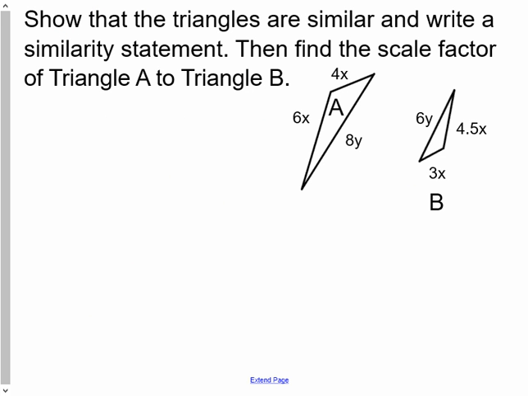Next, show the triangles similar, write a similarity statement, and a scale factor. This one we see variables. So it kind of looks like we're going this way to this way. But generally, if it's close enough and you can't tell, go with the shortest. 4 is the smallest number here. I'm going to do 4x to 3x, which conveniently enough is 4/3. The x's drop off. Does that equal the next step? 6x to 4.5x.